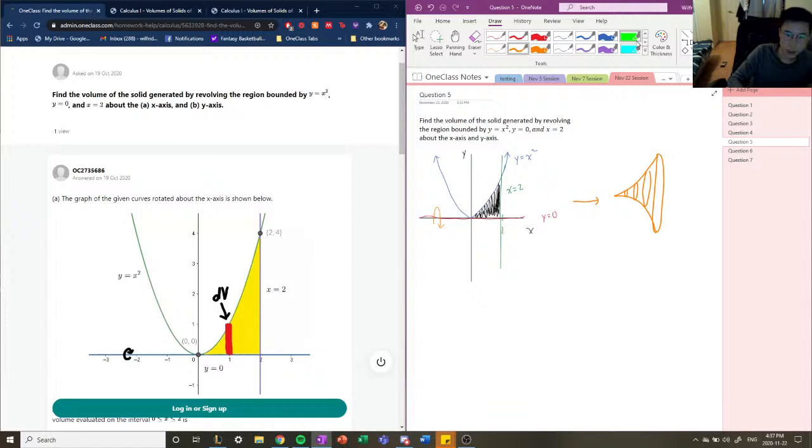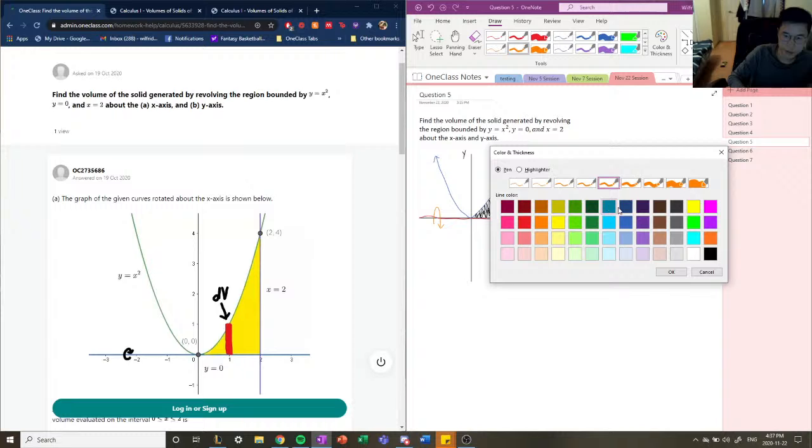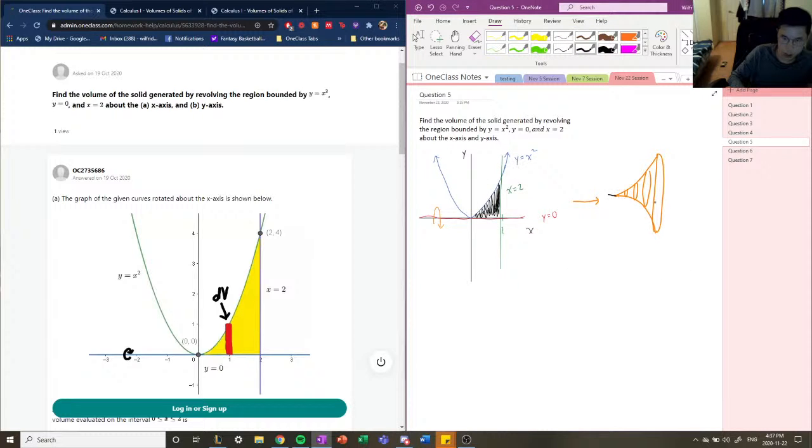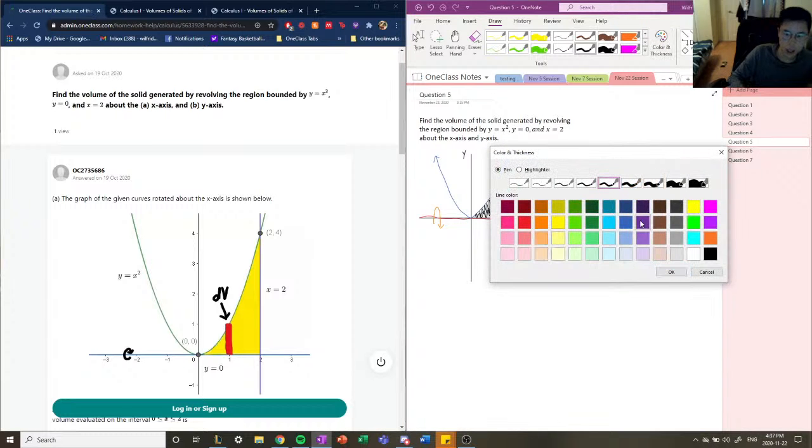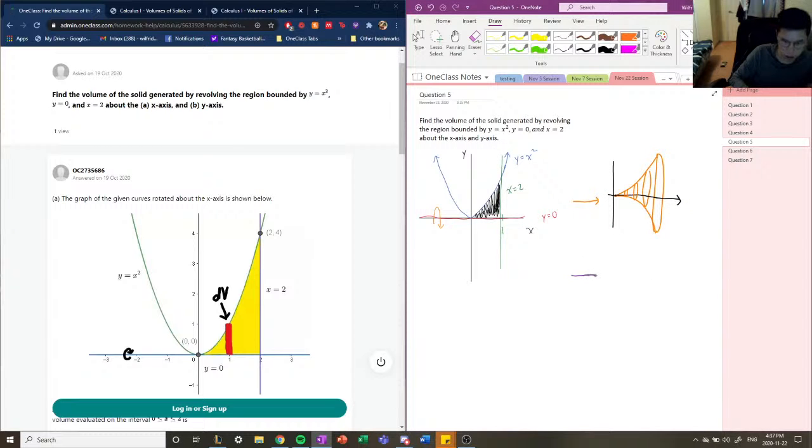And let me, for reference, draw out our x-axis here. So let's say that this here is the x-axis, okay? And this is our y-axis. So it's revolving around like that, okay? So if you're revolving this region around the y-axis, it'll look like this, okay?